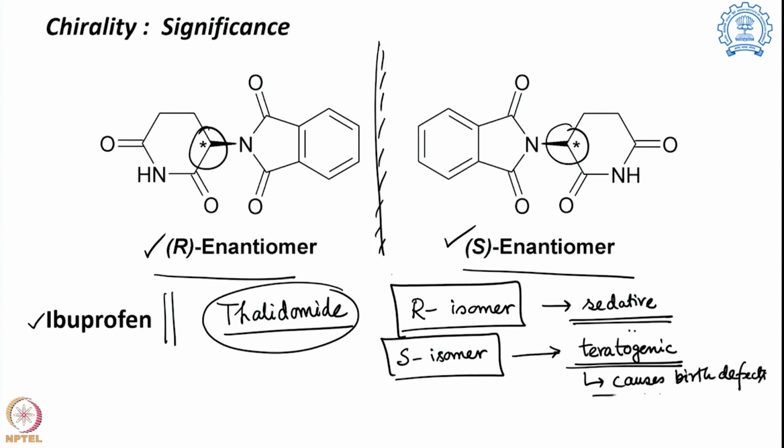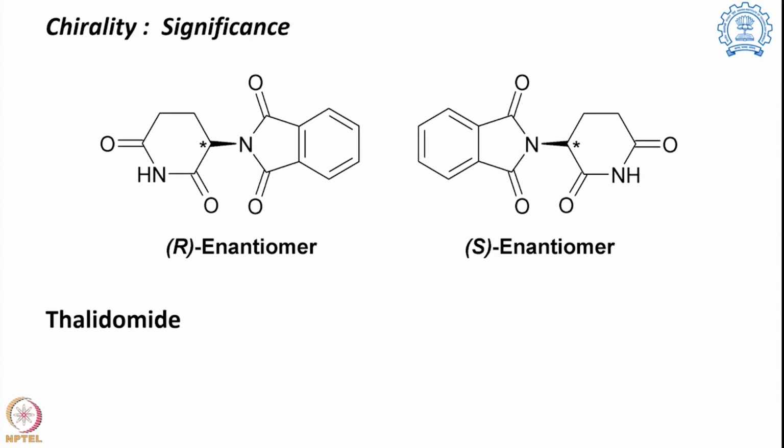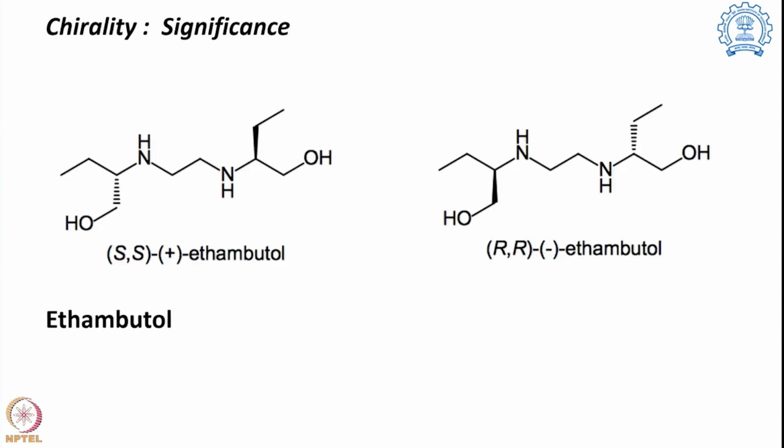So, you can say these two systems are kind of the story of a twin, where one of them is evil and one of them is good. So, we have to be very careful about which of them we are actually consuming, because one of them is a life saving drug, and the other one is going to create a lot of problems. So, that we have to keep in mind. And this is the thalidomide we have already discussed, and then the last one we want to discuss is ethambutol.